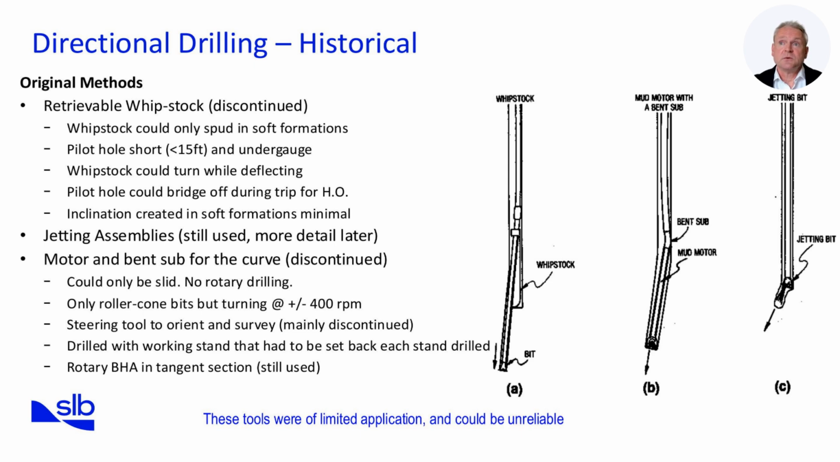1. Retrievable whipstock. These were the earliest methods for initiating a sidetrack or deviating a wellbore. A whipstock is a mechanical wedge placed in the wellbore to guide the bit in a new direction. Think of it like a ramp that deflects the bit off the vertical path. The whipstock was typically anchored in place and would cause the bit to deviate as it followed the sloped face.